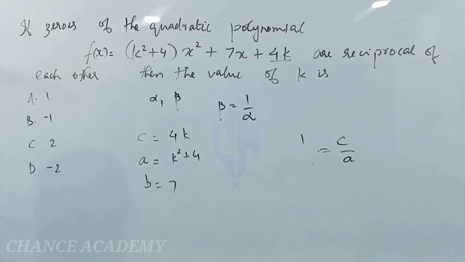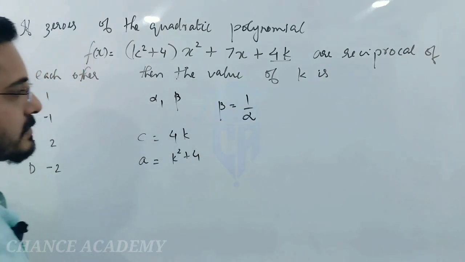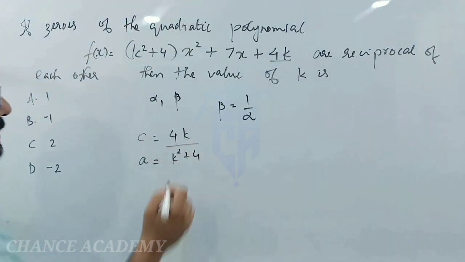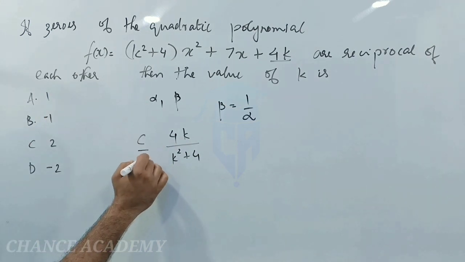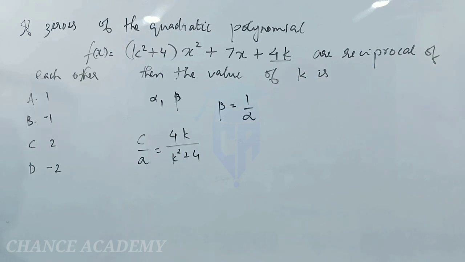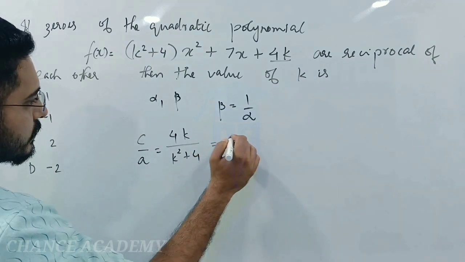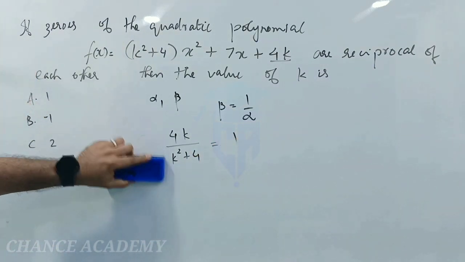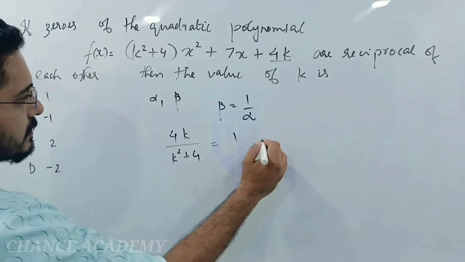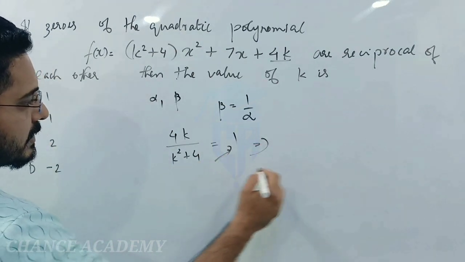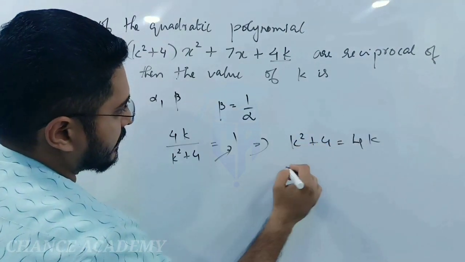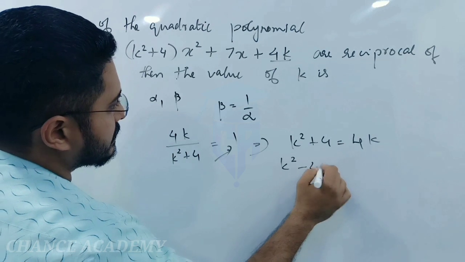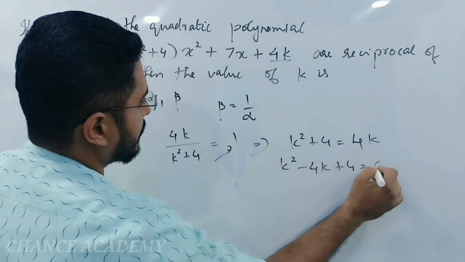But we need only c by a. So substitute the values for c and a. So c by a is 4k by k square plus 4. That's equal to 1. So cross multiply, then we will be getting a quadratic equation and solve for that. On cross multiplying this, you will be getting k square plus 4 is equal to 4k. And rearrange that, you will get k square minus 4k plus 4 is equal to 0.